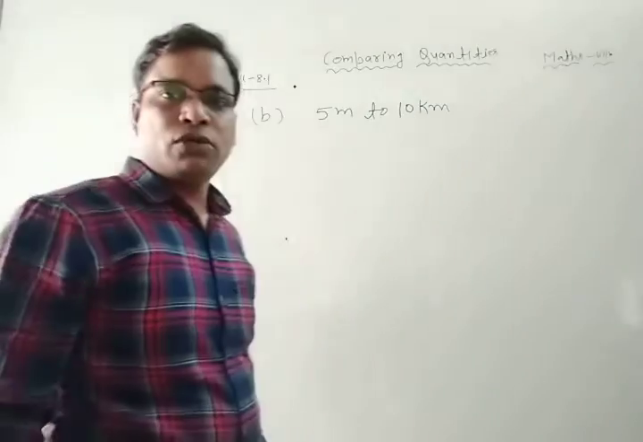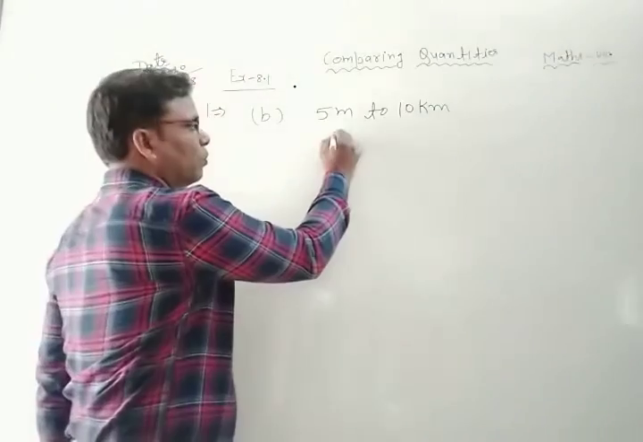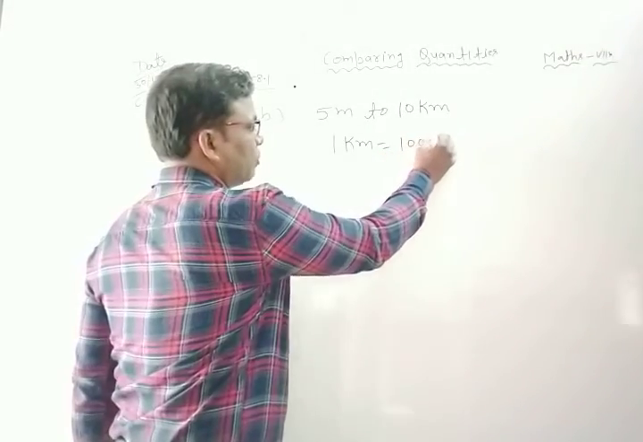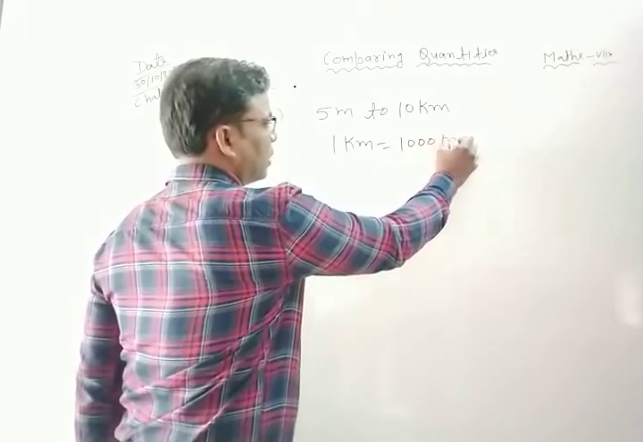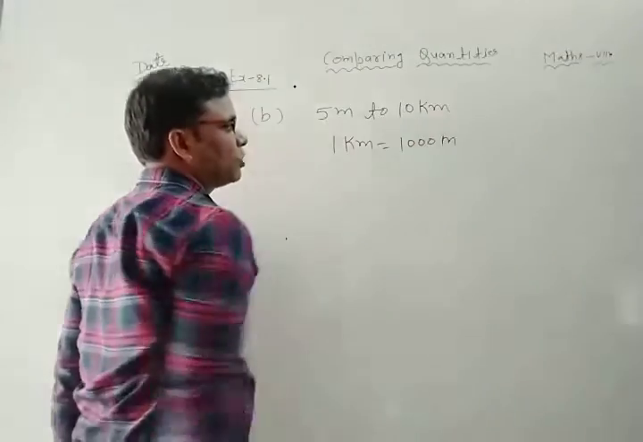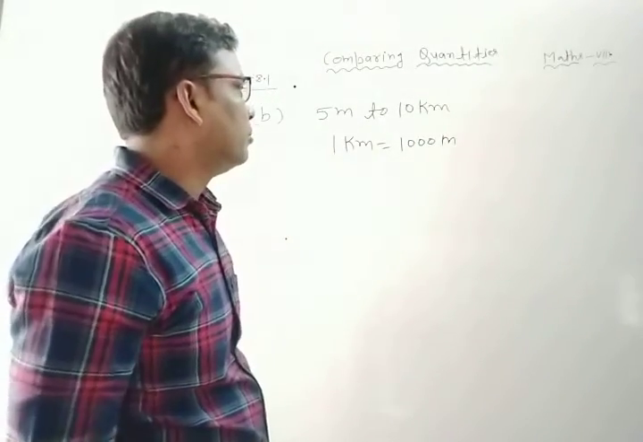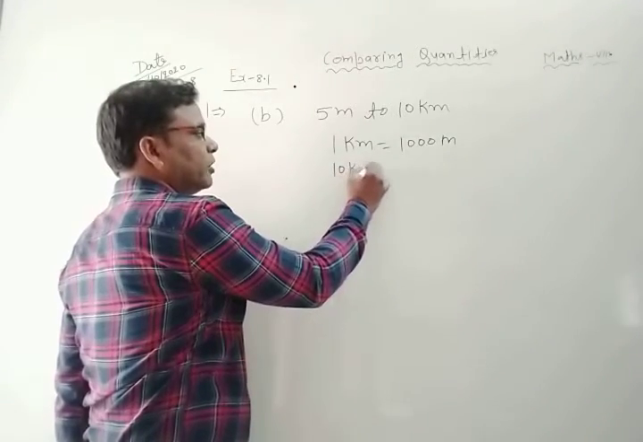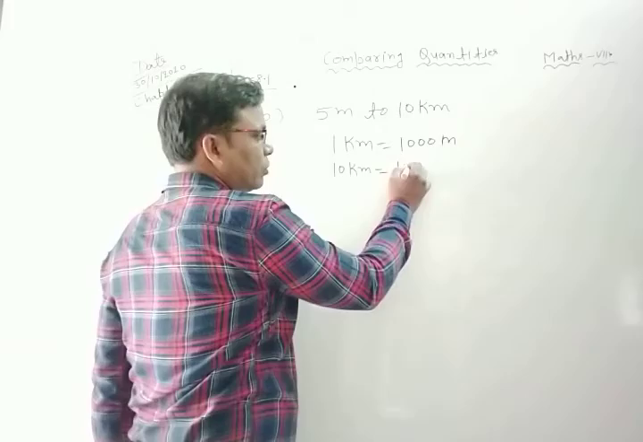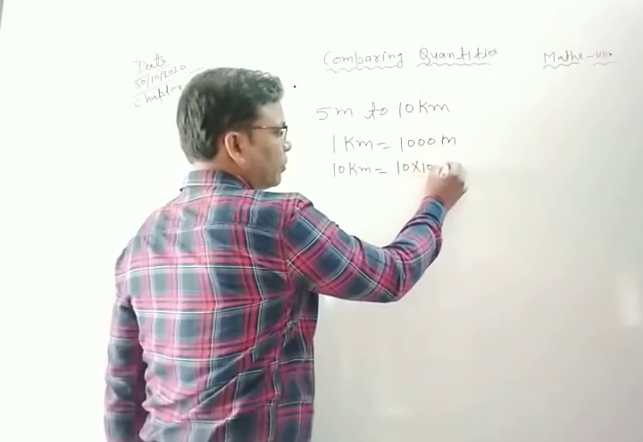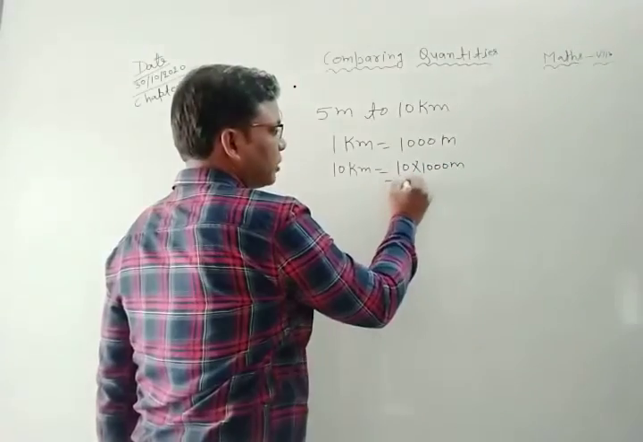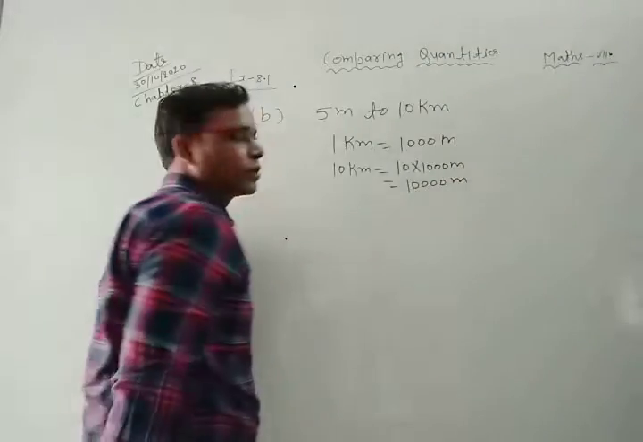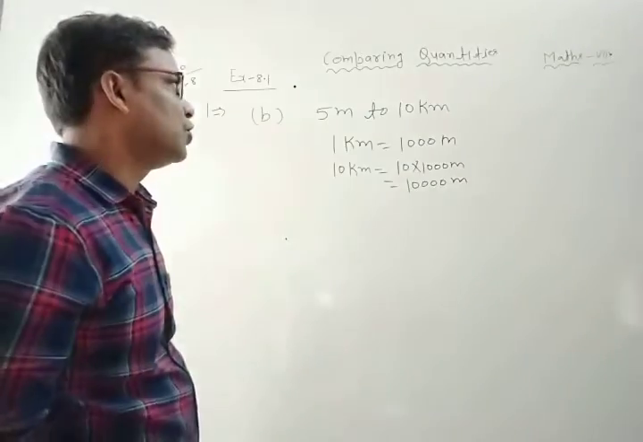Okay. So I hope all of you know that 1 kilometer is equal to how many meters? 1 kilometer is equal to 1000 meters. Clear? But here we have 10 kilometers. So 10 kilometers is equal to what? This is equal to 10 into 1000 meters. It becomes 10,000 meters.